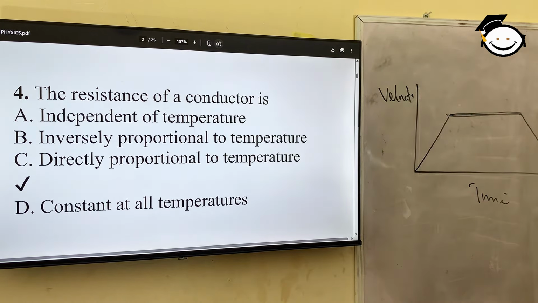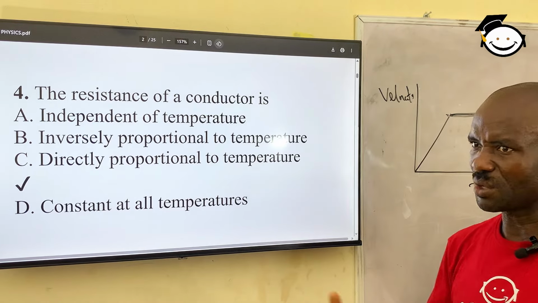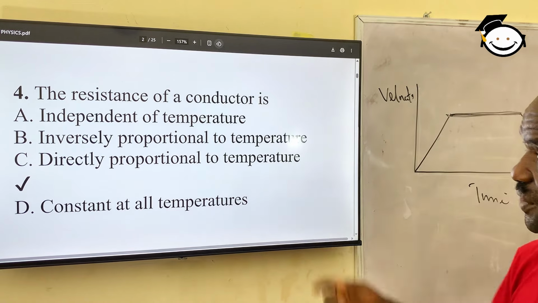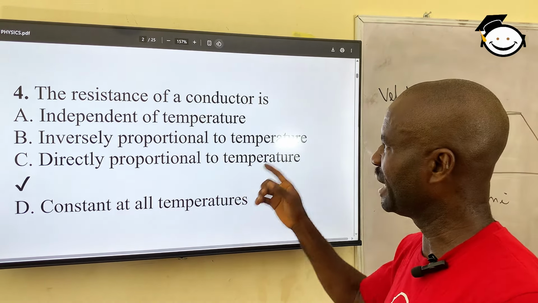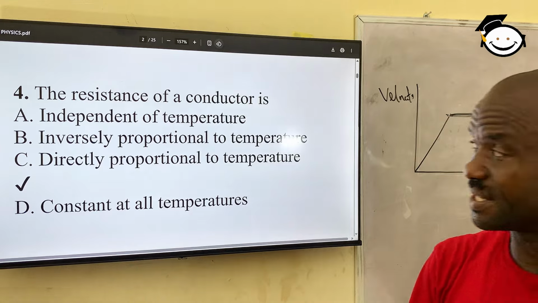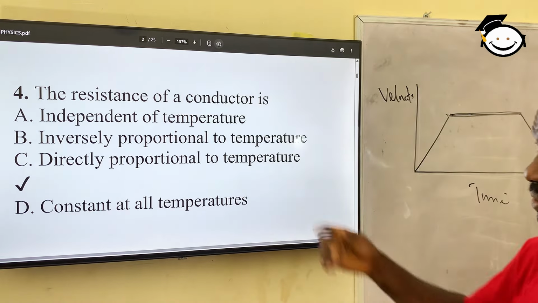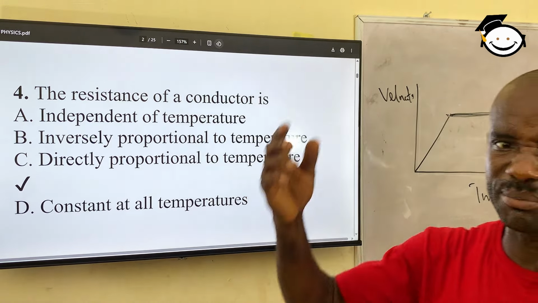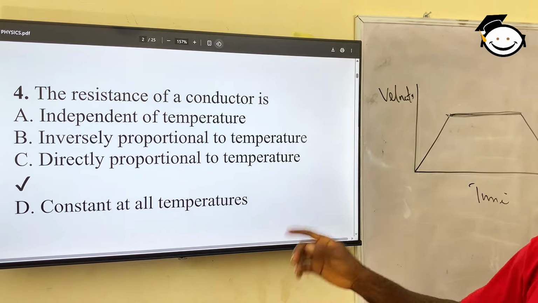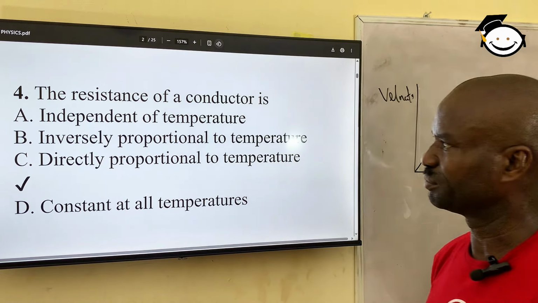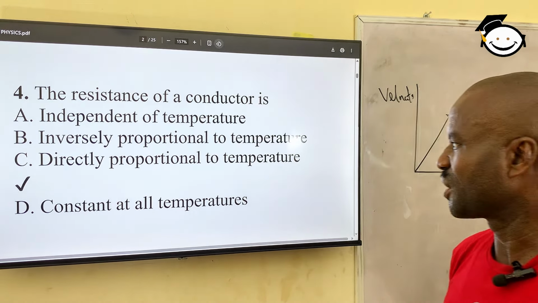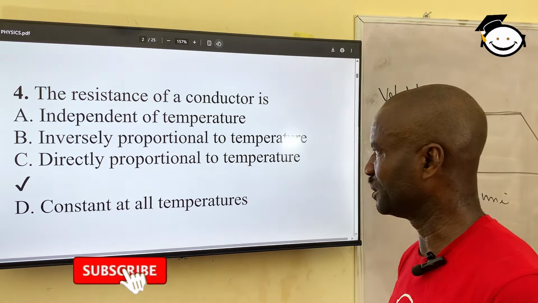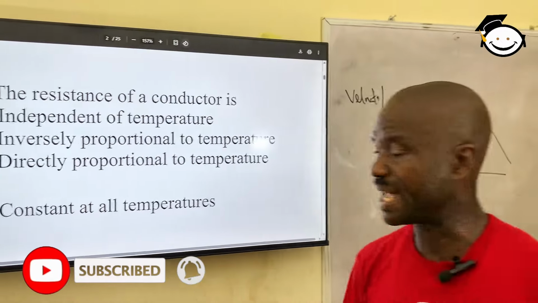Number 4. The resistance of a conductor: what would be the effect of temperature on the resistance of a conductor? A, independent of temperature, that is, the resistance of a conductor does not depend on temperature. B, inversely proportional to the temperature, meaning the higher the temperature, the lower the resistance. C, directly proportional to temperature. And then D, constant at all temperature. The correct answer is C, directly proportional to temperature. The higher the temperature, the higher the resistance.